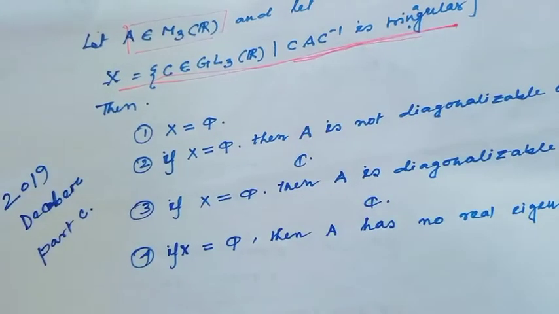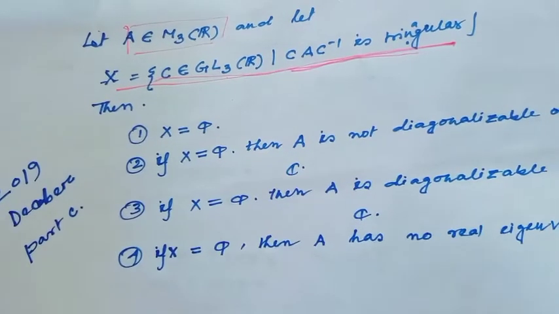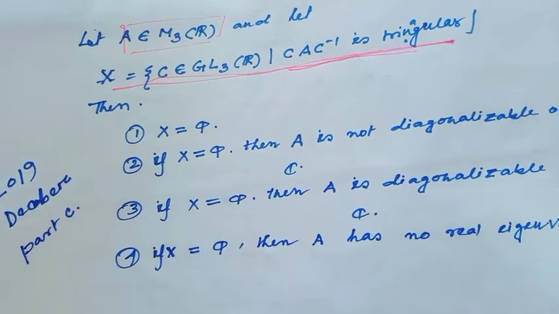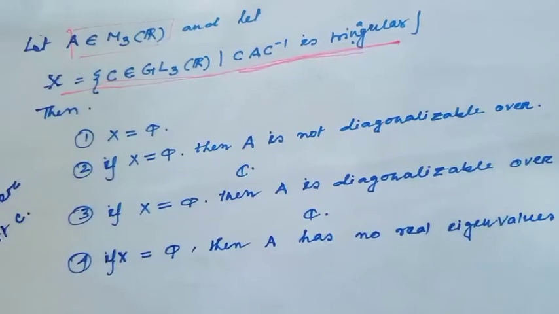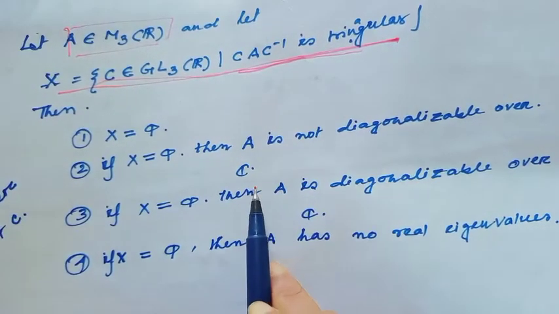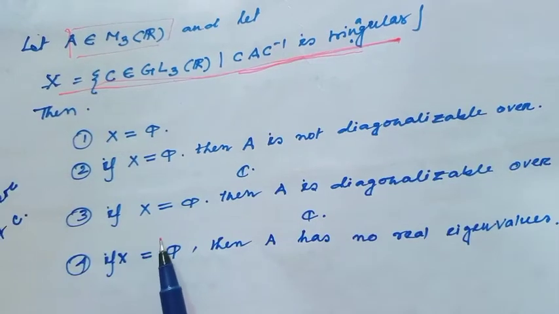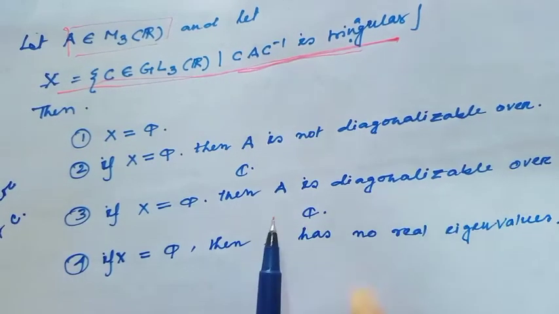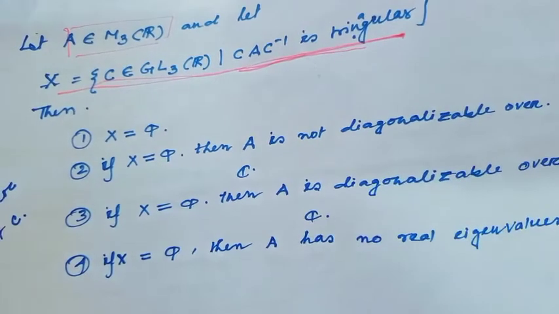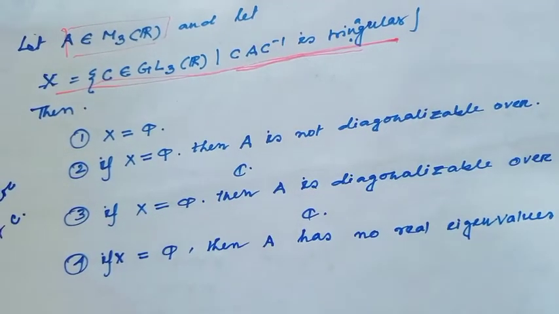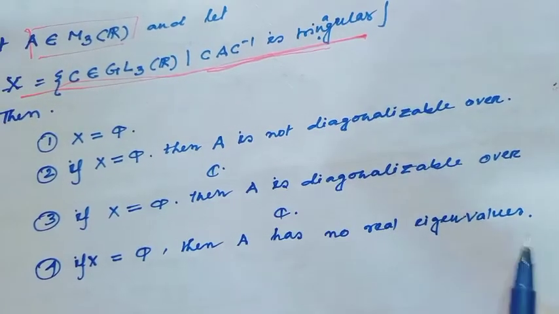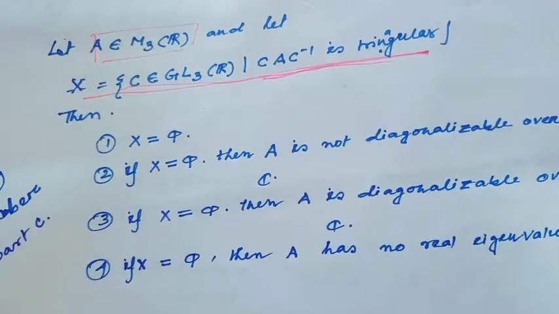Option 1, X is empty. Option 2, if X is empty, then A is not diagonalizable over the complex numbers C. Option 3, if X is empty, then A is diagonalizable over the complex numbers. Option 4, if X is empty, then A has no real eigenvalues. Pick the option.